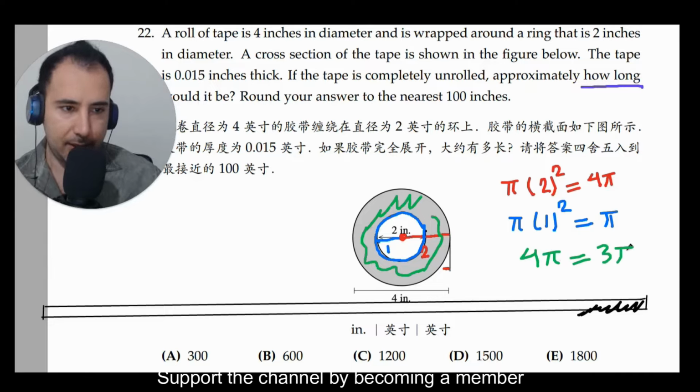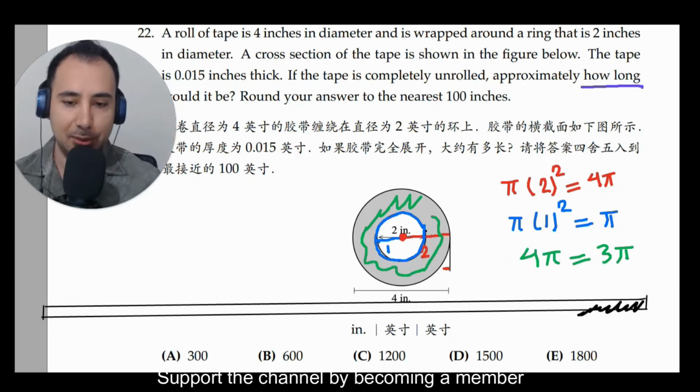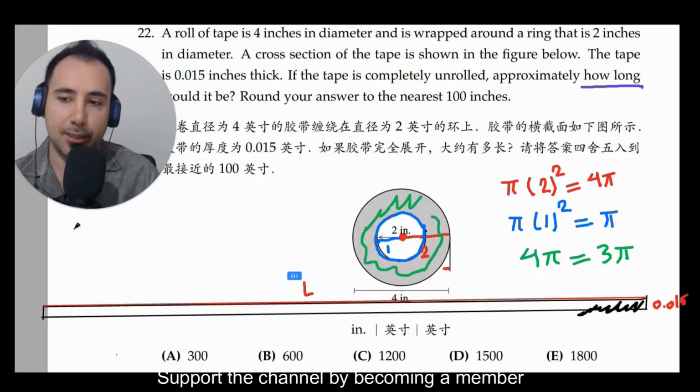So the area here is 3 pi. And what is the area of the rectangle? Again, 3 pi. So now let's go and deal with it. So we know that the thickness here is 0.015 multiplied by this big length, right? So all of this, I'm going to call this L, and we're going to go like this. L multiplied by 0.015 is going to be equal to 3 pi.